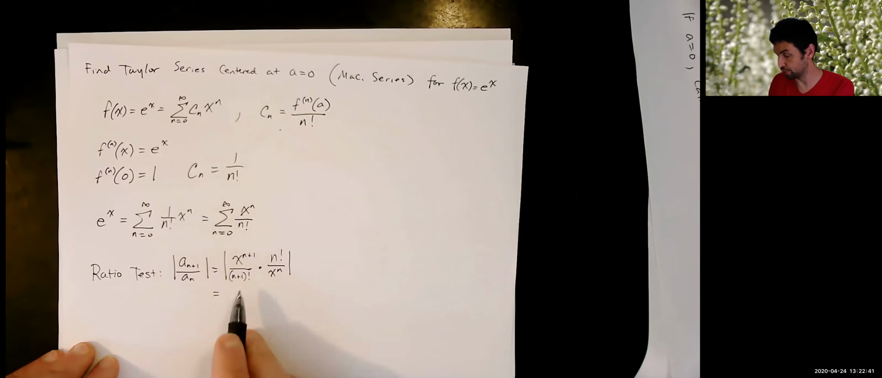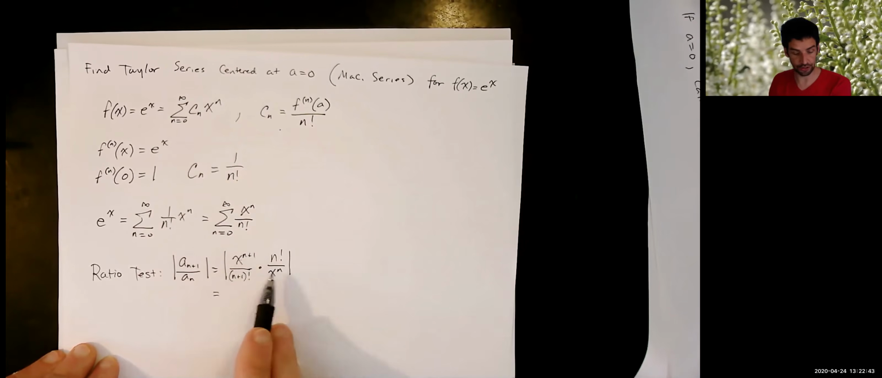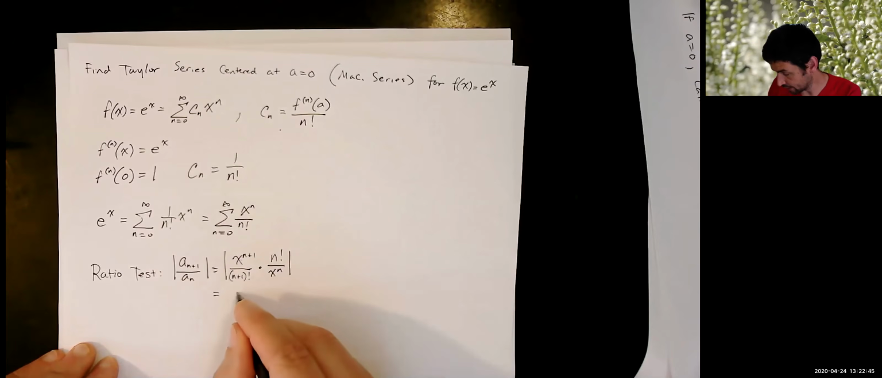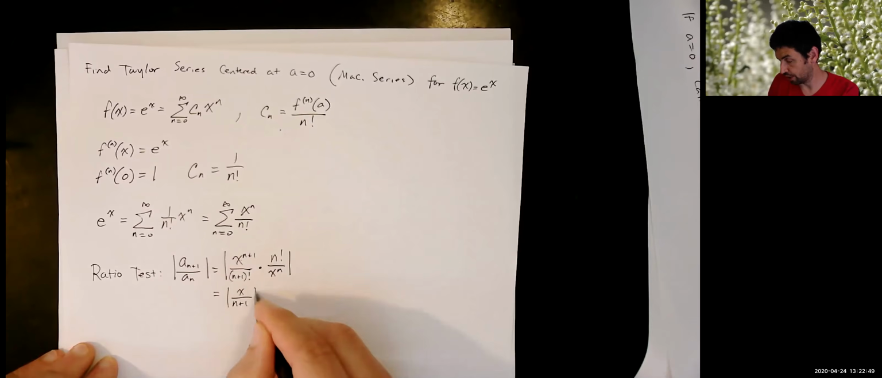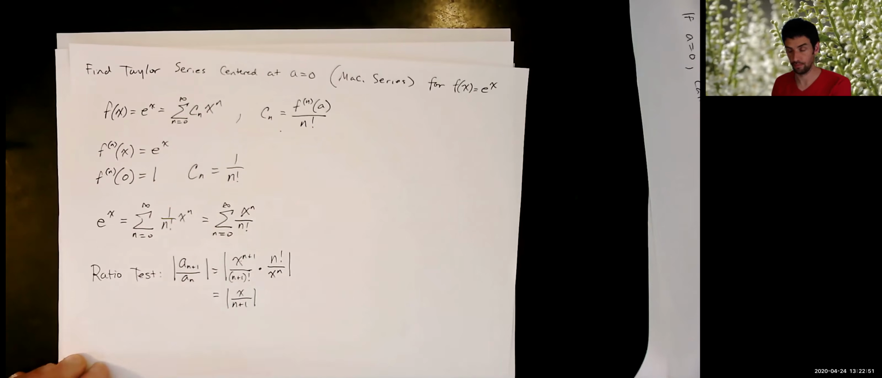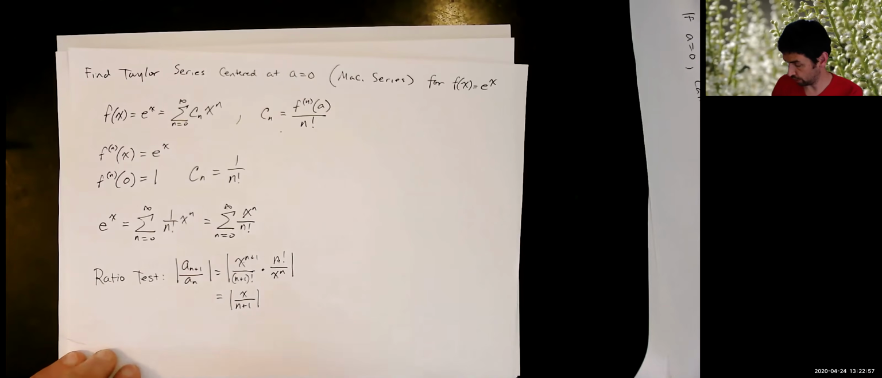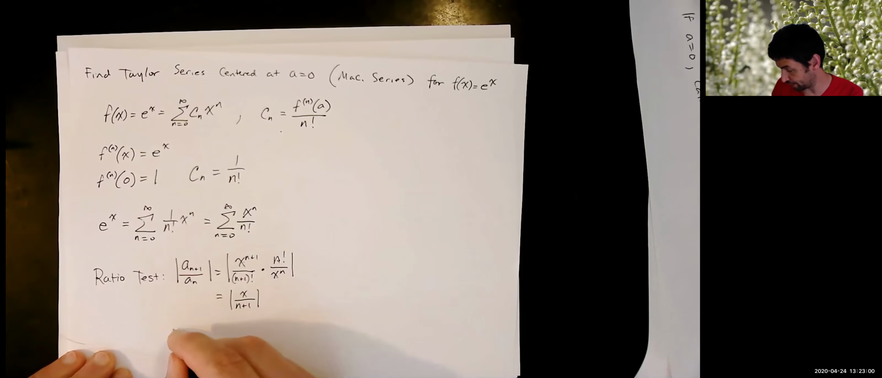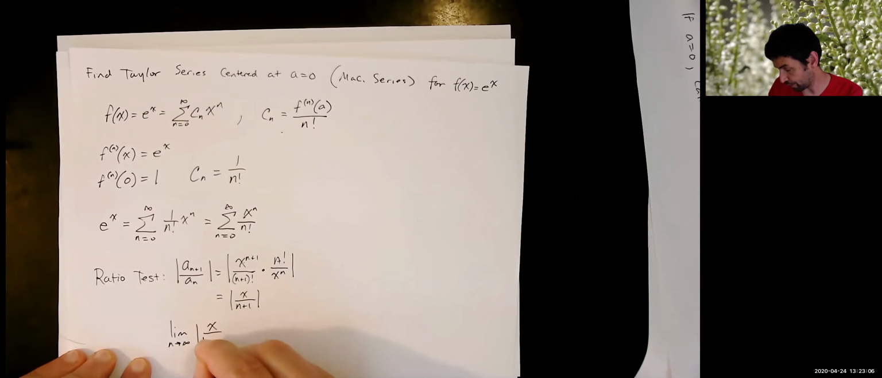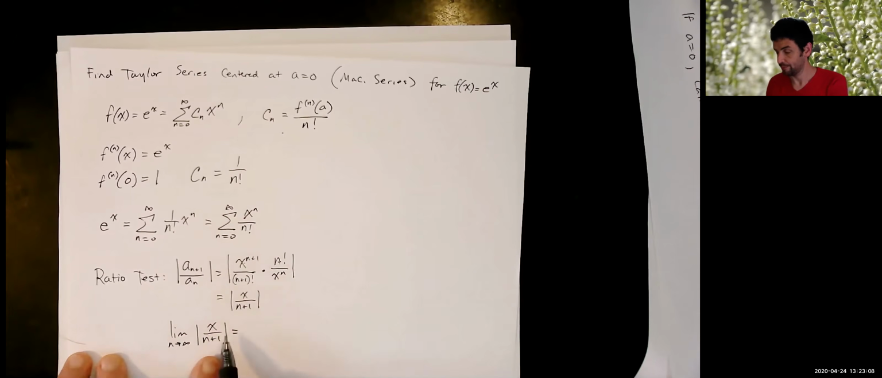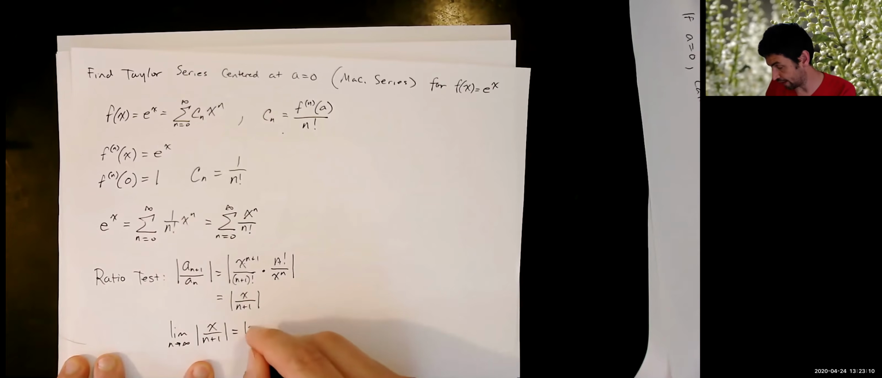This is equal to, so what happens? I get factors of x canceling, and we end up with n plus 1 in the denominator, right? N factorial over n plus 1 factorial is just n plus 1. So to complete our ratio test, we take the limit as n goes to infinity of x over n plus 1. X is just a constant. This can slide out in front.